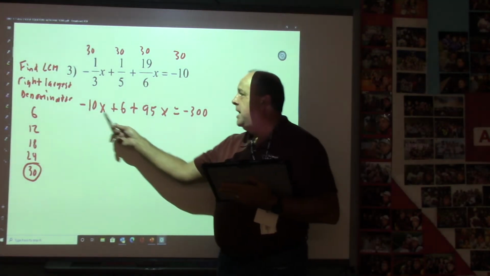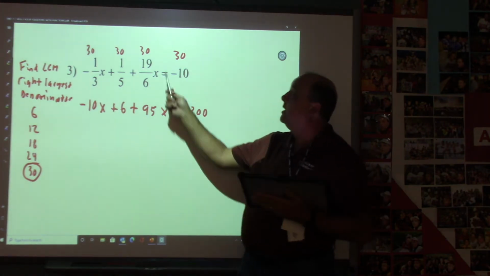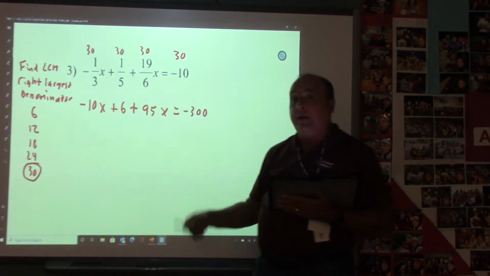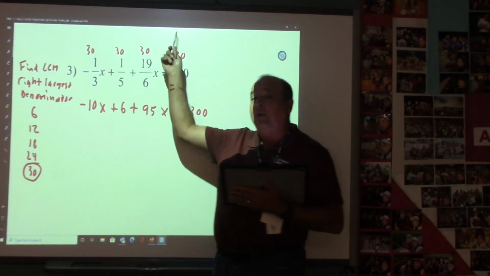So now then, this is my equation. Notice what has happened to the fractions. The fractions are gone because we distributed the LCM. That's why you distribute the LCM. All of the denominators will divide into the least common multiple.